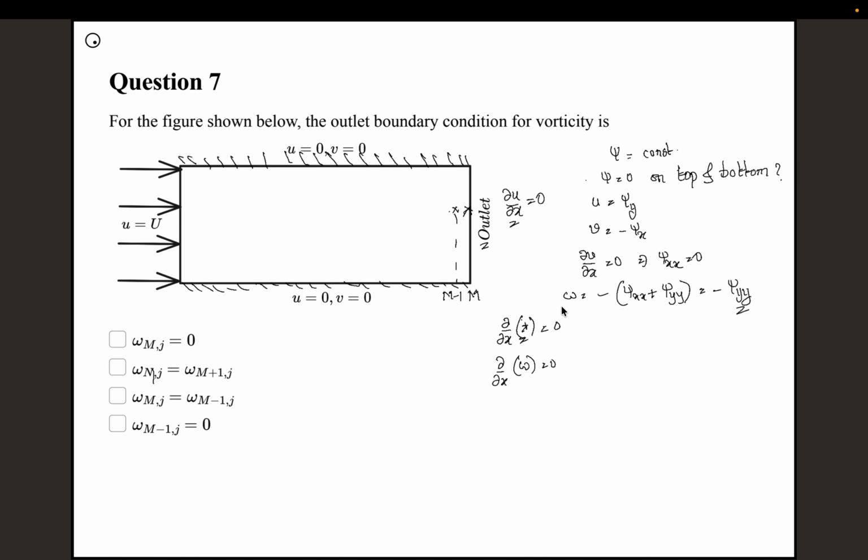But let's say if you want to go in this particular fashion, how will I derive the expression for omega? This would be one way to simply say that the value of this boundary point should be equal to the value at the previous point. But let's say if you want to solve in this particular fashion, how would this pan out? So we have omega given by minus psi y y. How will I solve for omega?